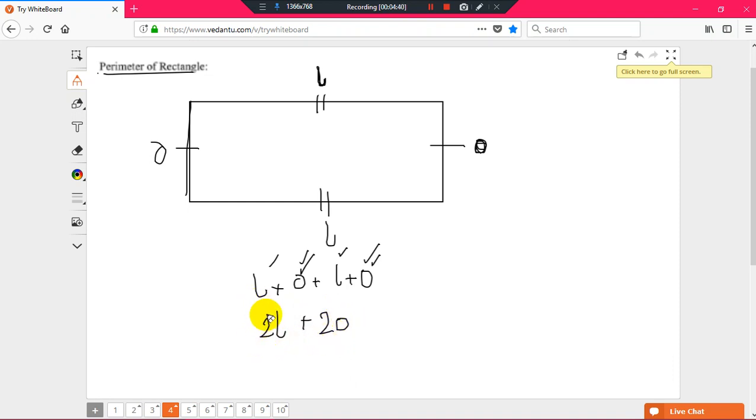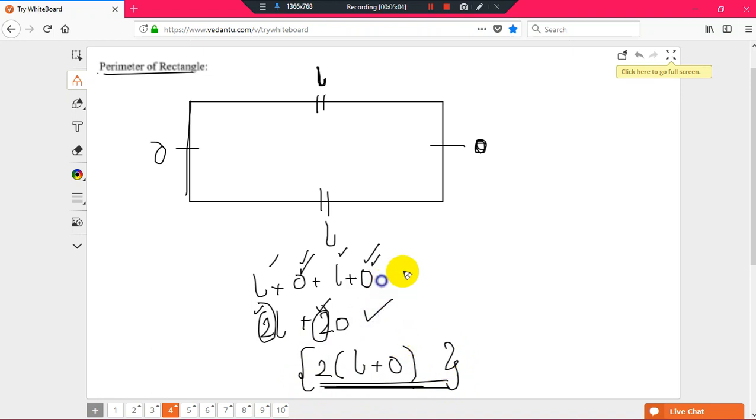In this, which number is common? Of course 2, because 2 is common in length and breadth. So we put 2 outside and open a bracket: L plus B, that is length plus breadth. This is the common formula we use. We got this formula by these steps. How did we get 2? Because 2 is common, so we kept 2 outside the bracket.